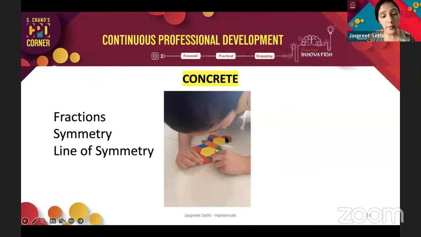I use the same pattern block sometimes to teach symmetry and then show the line of symmetry. I use it for fractions, and then of course, percent, decimal conversions.